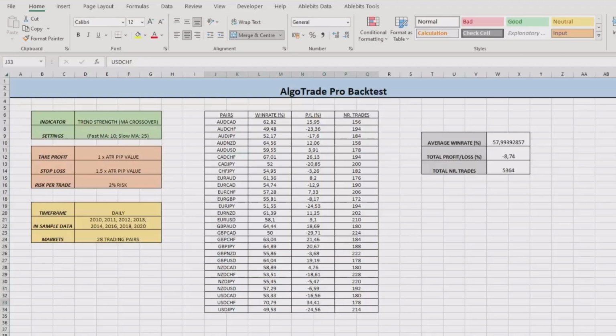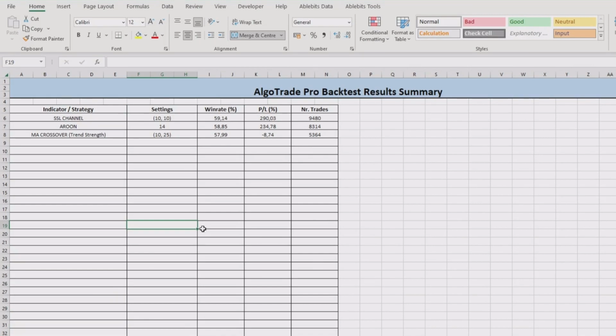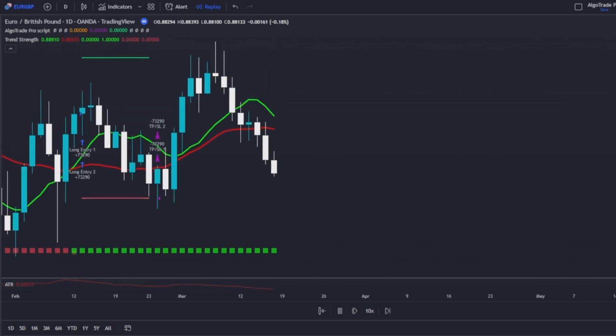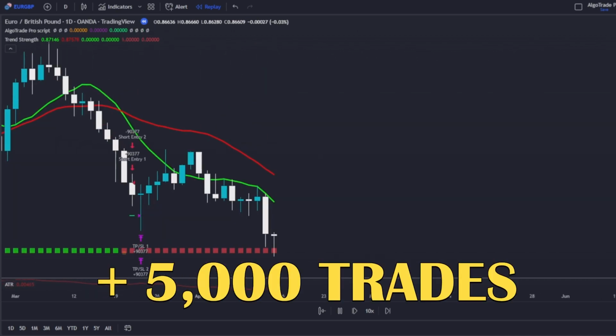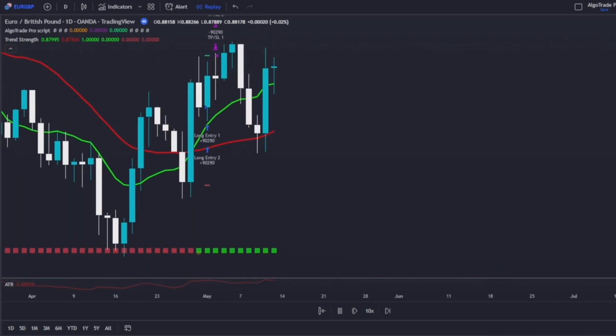It is true that some pairs like the USD Swiss franc perform well, but overall, this strategy does not even reach a break-even point. Needless to say, this strategy takes the last place in our ranking. The SSL channel and the Aroon indicator strategies are in another league when compared to the crossover strategy. Since our backtest has more than 5,000 trades, you can be confident that this is the real performance of this strategy.